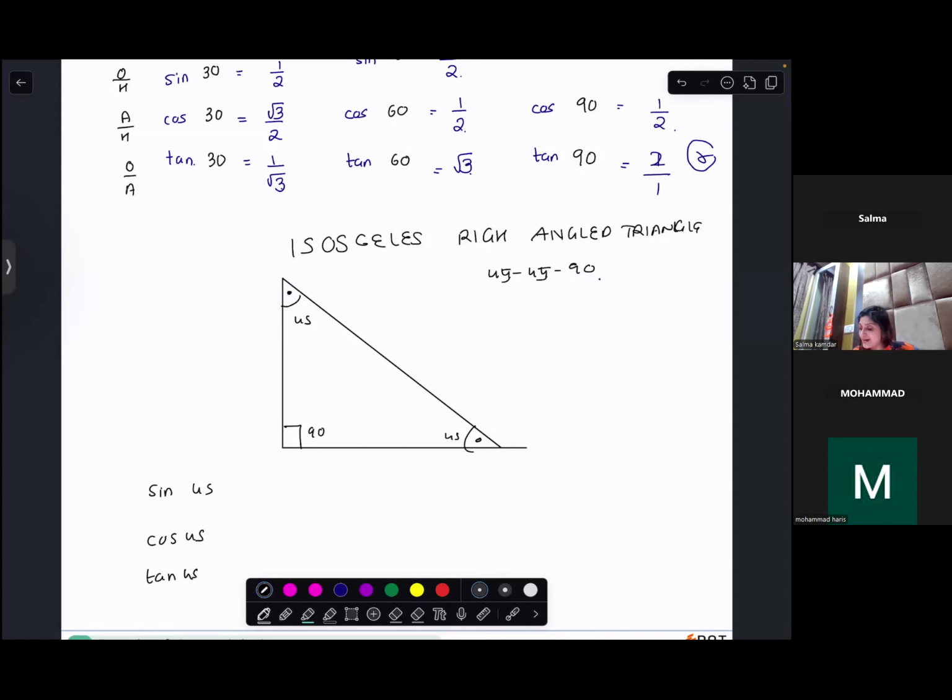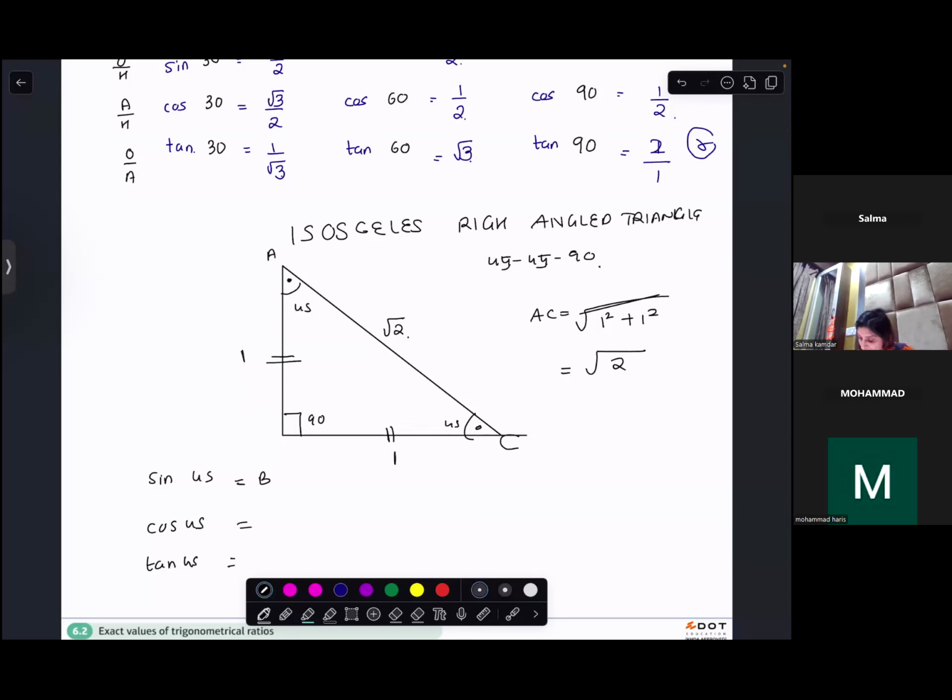When you have an isosceles right angle triangle and you're trying to find the trig values, you're going to label the sides as 1 and 1. If it's A, B, and C, you will find the hypotenuse. How will you find the hypotenuse? Your AC would be root of 1 squared plus 1 squared, which is root 2. Now find for me sine 45, cos 45, and tan 45. I'll wait for you.